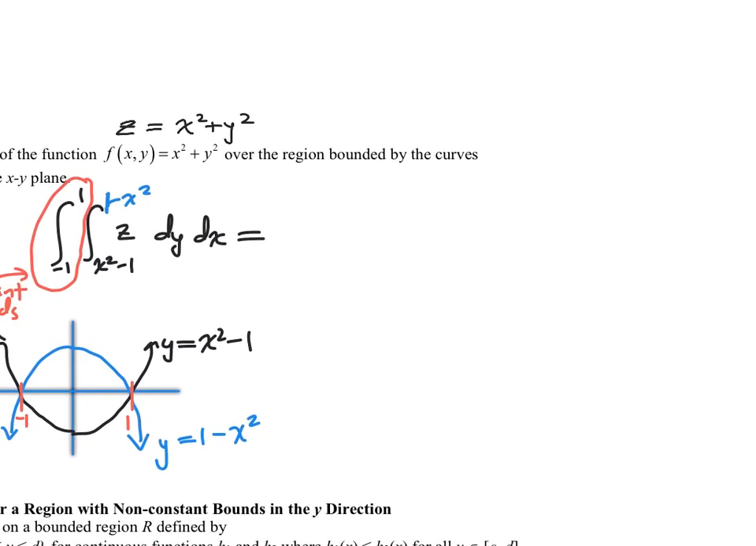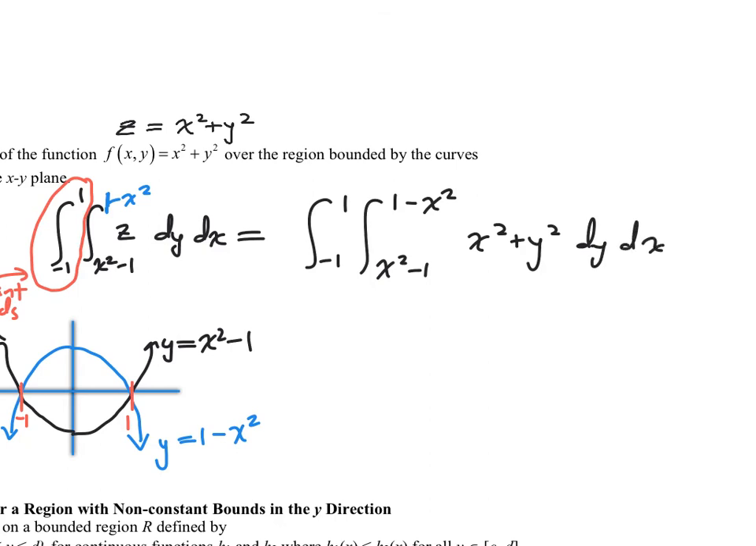All right, so my double integral is going from -1 to 1, then x squared minus 1 to 1 minus x squared. The z function is x squared plus y squared, and we're integrating with respect to y first and then x after that. All right, so we're looking at x squared y plus 1/3 y cubed over the interval, so this is where things get weird, x squared minus 1 to 1 minus x squared. But all we have to do is substitute those functions in everywhere I see a y.